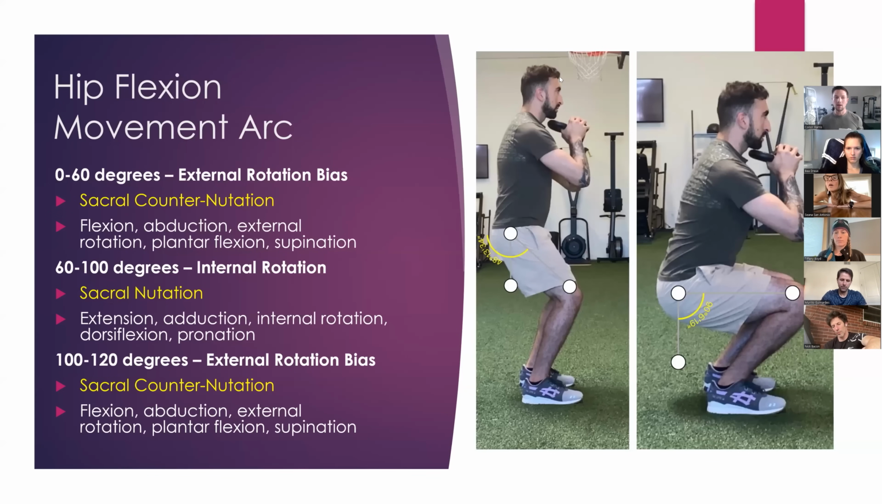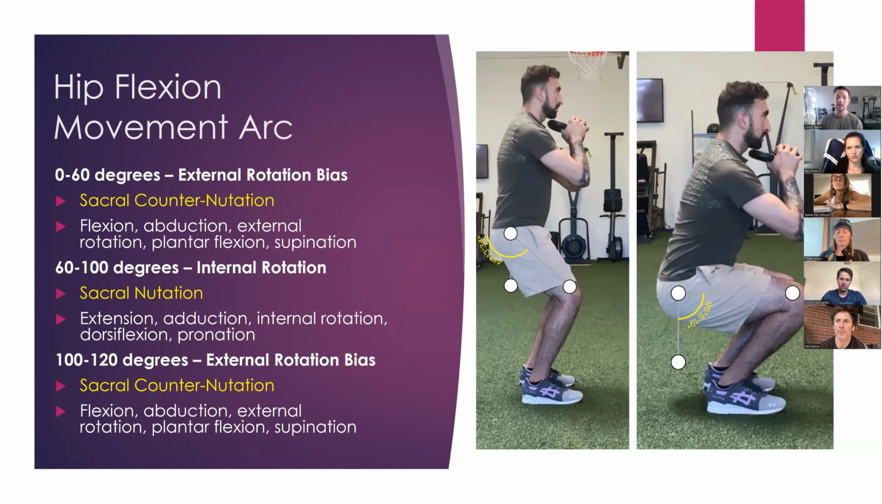This is what we call the limb arc model or the hip flexion movement arc. Depending on how much hip flexion you're in, you're going to be biased towards certain joint actions. From about 0 to 60 degrees of hip flexion, let's just use a squat because it's so easy to look at it through that lens and understand what's happening. 0 to 60 degrees is a position of external rotation and counter nutation.